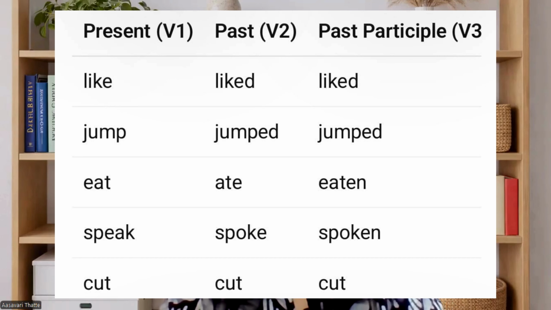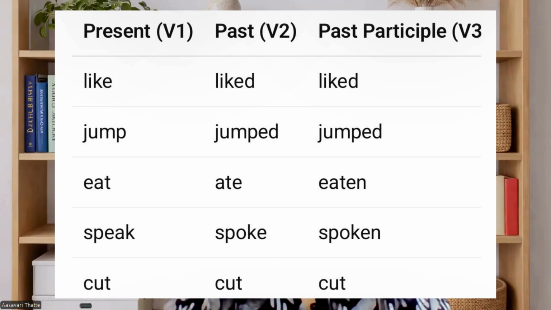All right, so that was about your simple present tense and all the situations and all the conditions that you need to remember about it. So you need to practice more and then move on. Now, before we move on to the simple past tense, let's understand a few things about verbs and their forms.